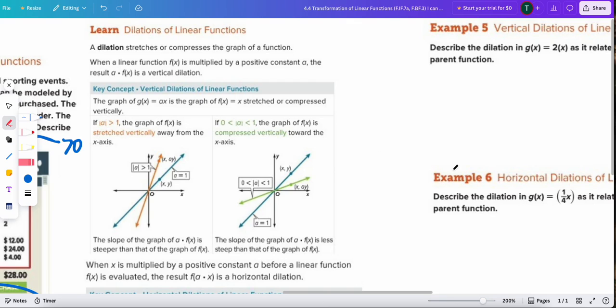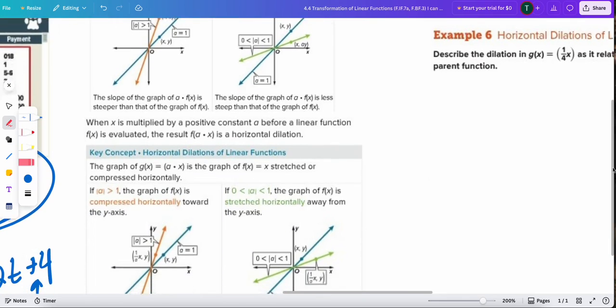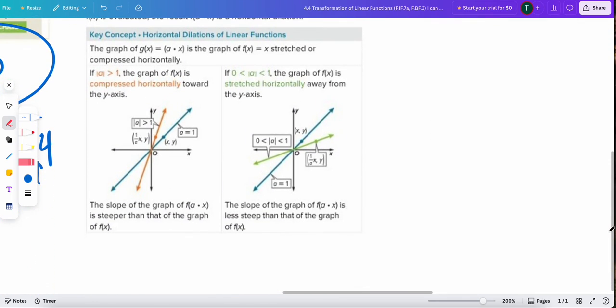If the a is being multiplied inside our function, so before we actually plug in our value of x, then it is going to be horizontal. And this one kind of works flipped. So if it's more than 1, it's going to be compressed or shrunk horizontally towards the y-axis. So that means this brown line got closer to our y-axis. If it's between 0 and 1, it is going to be stretched horizontally away from the y-axis. So this one got further away.